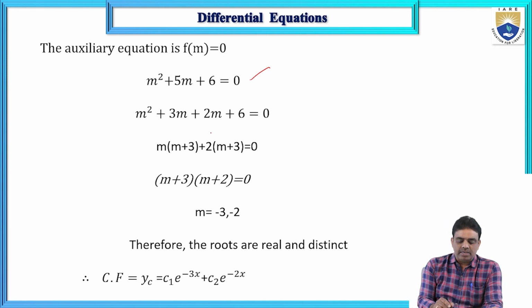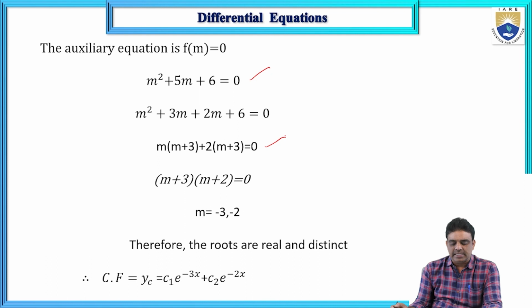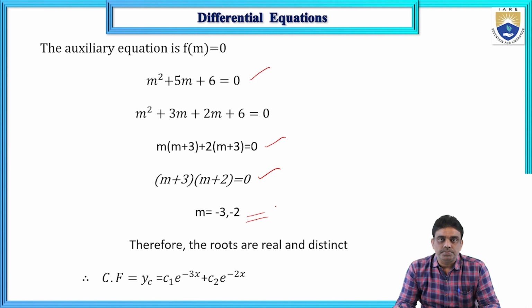So on writing in factor notation, m square plus 5m plus 6 can be written as m square plus 3m plus 2m plus 6 equal to 0. Taking out common factors, m(m + 3) + 2(m + 3) = 0, or (m + 3)(m + 2) = 0, so the m values are minus 3, minus 2. So what is the nature of the roots? The roots are real and distinct.